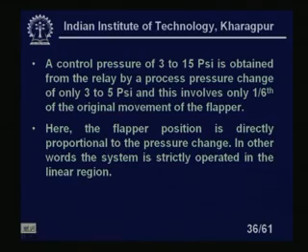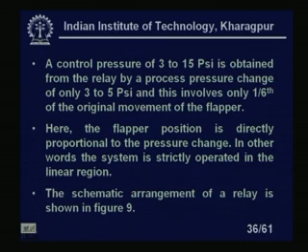I am saying 3 to 15 psi, but if I can even reduce the movement of the flapper to a smaller value, then what will happen? I will get a smaller pressure change. The pressure changes in this type of situation will be 3 to 5 psi, but with the relay I will make it 3 to 15 psi, which is the industry standard. How does it look? Let us look. Here the flapper position is directly proportional to the pressure change. In other words, the system is strictly operated in the linear region.